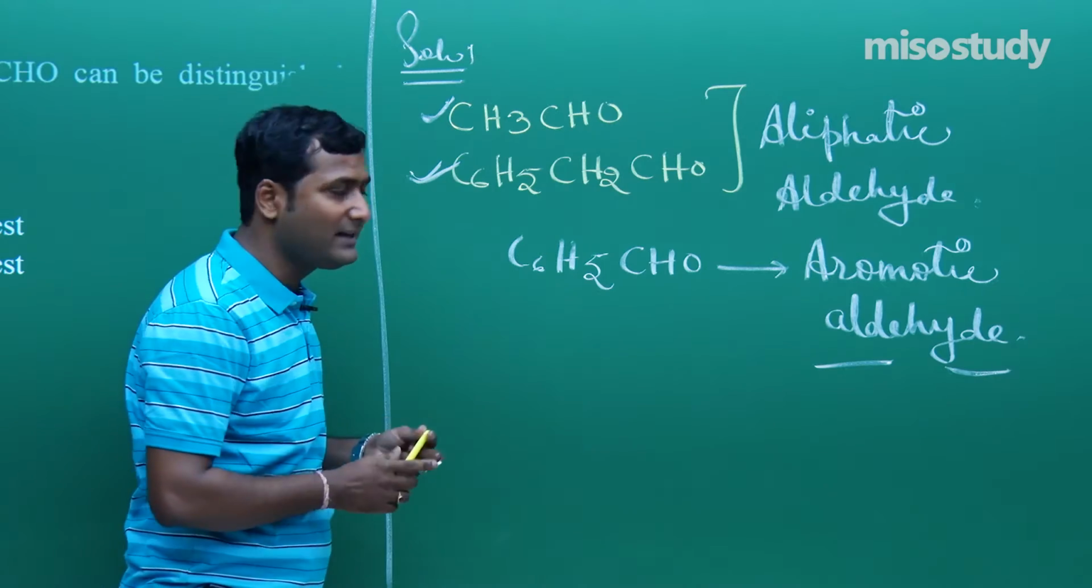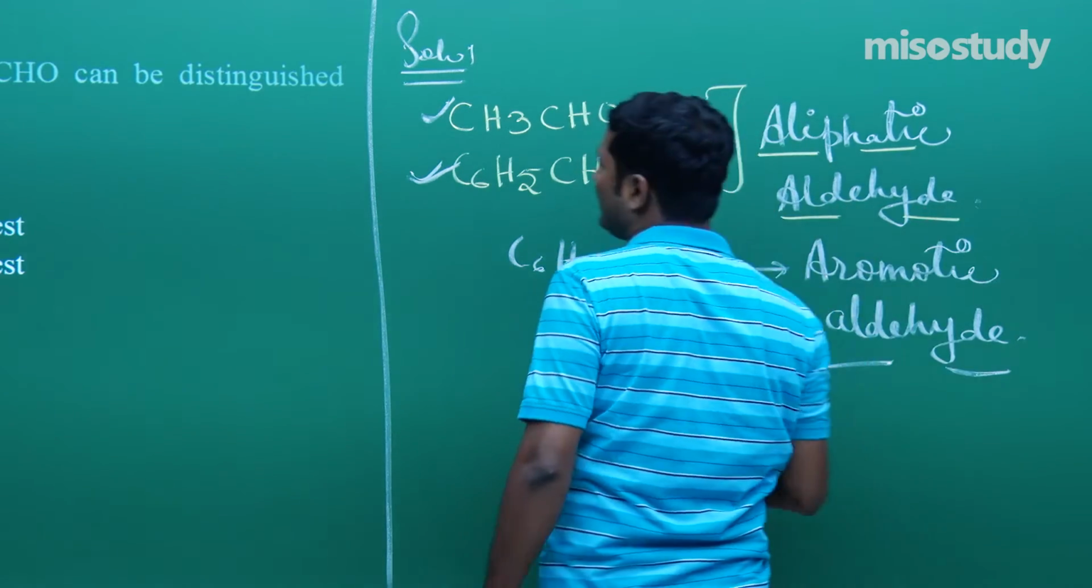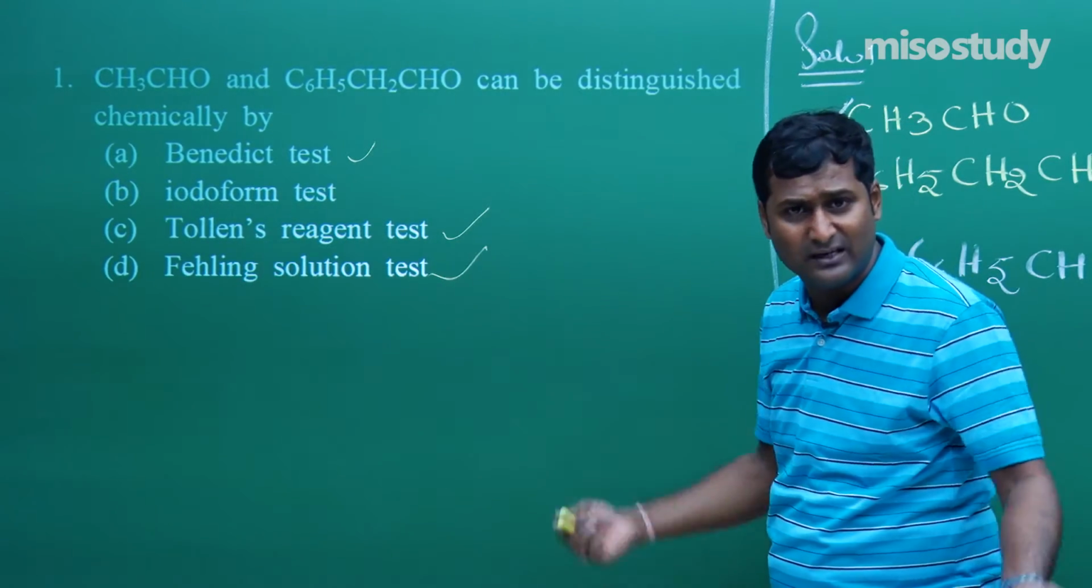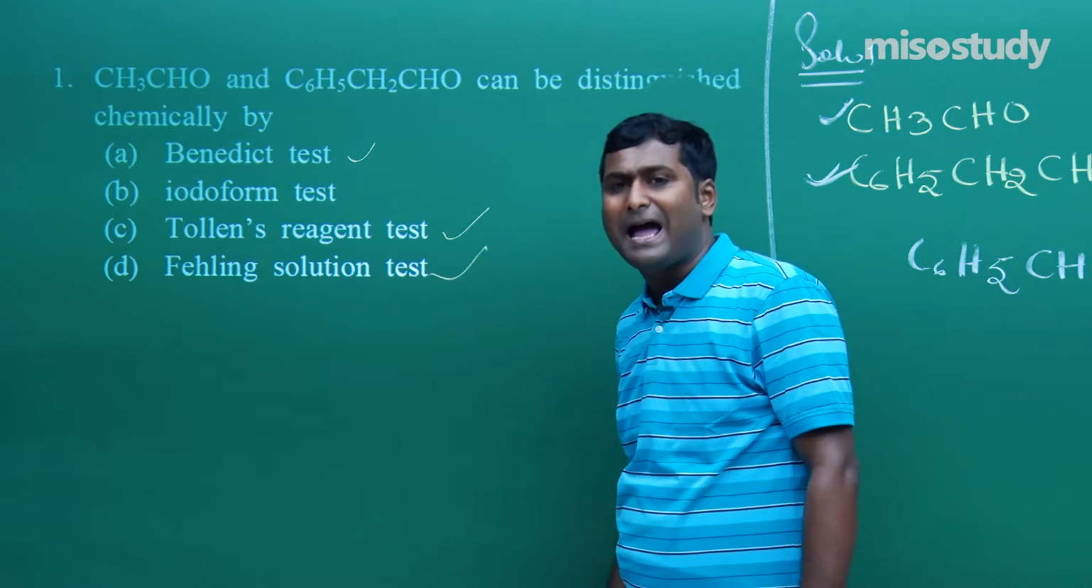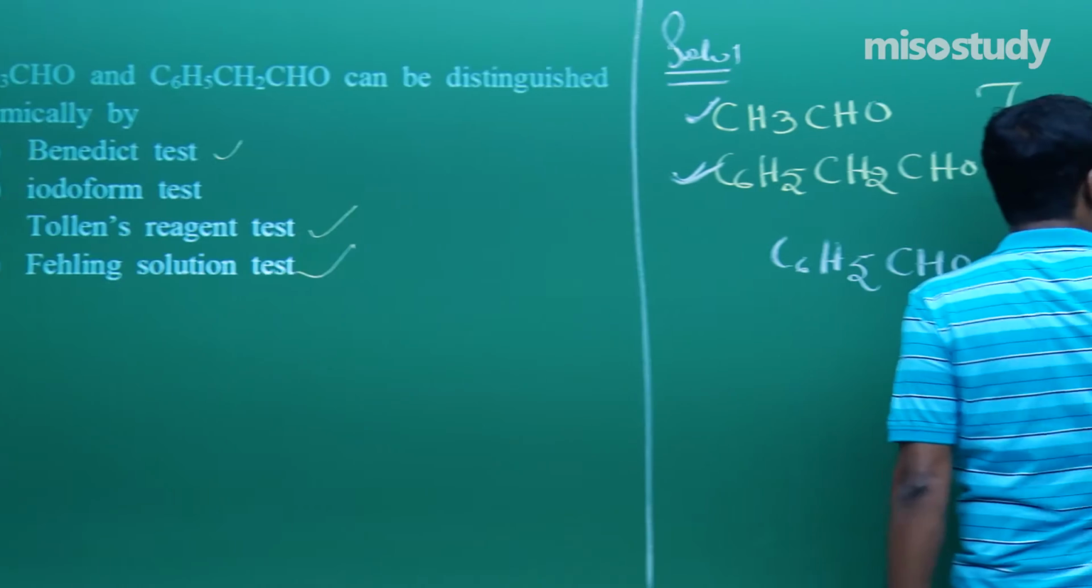CH3CHO and C6H5CH2CHO are both aliphatic aldehydes, so we can say they will give the Benedict test, Tollens' reagent test and Fehling's test. This is very simple. These tests are for all aliphatic aldehydes. Now what about the iodoform test? This is the prime concern.